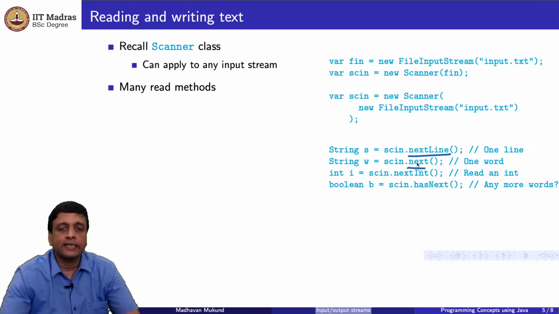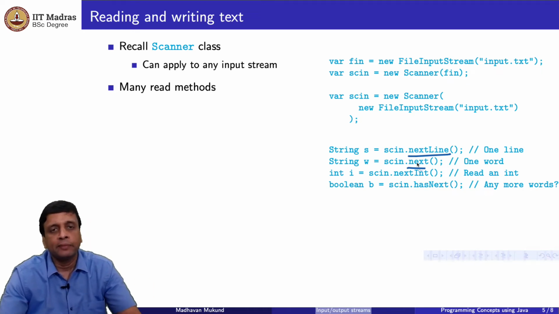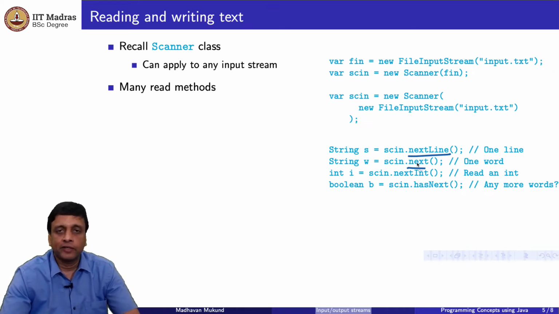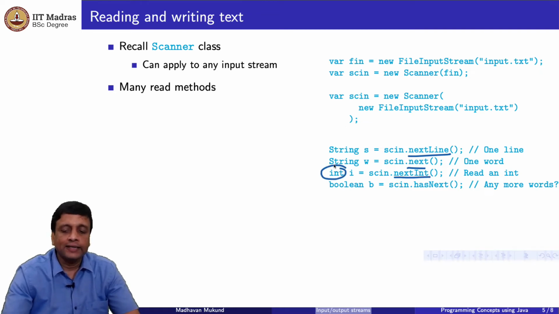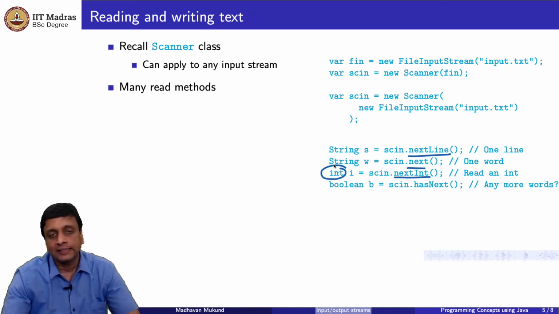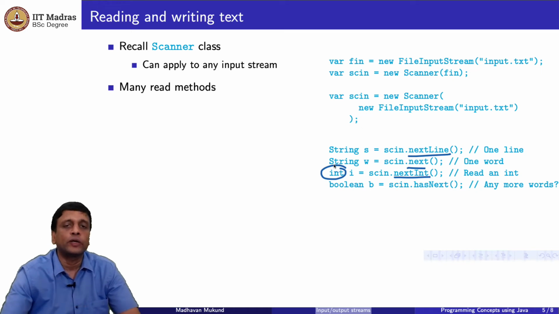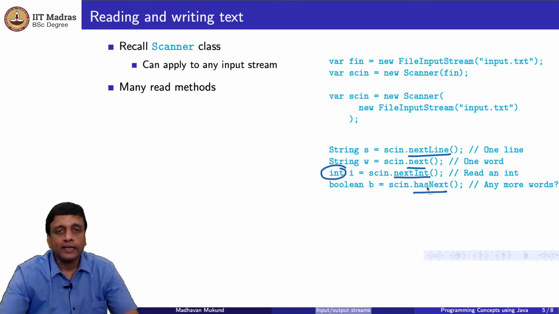If I just say next, it will give me the next word. The next word is defined by default by delimiting it by a space or a new line or any white space. Actually, you can change that delimiter if you want, but we will not get into the details. Or you could read the next integer, which will parse and return an integer to you. If you remember how input works in Python, you only read strings and then you have to explicitly invoke an int function to convert it. So here, in some sense, it is reading a string, converting it to an integer and then storing it as an integer.